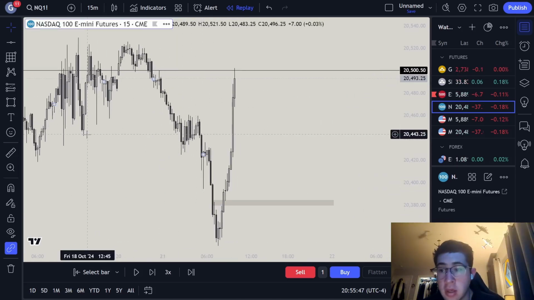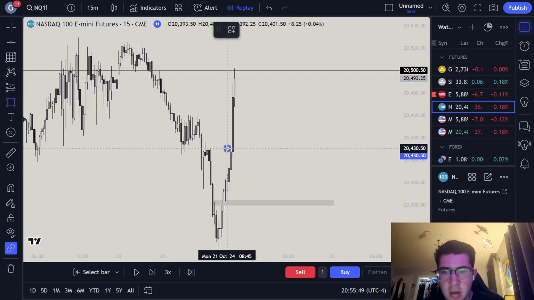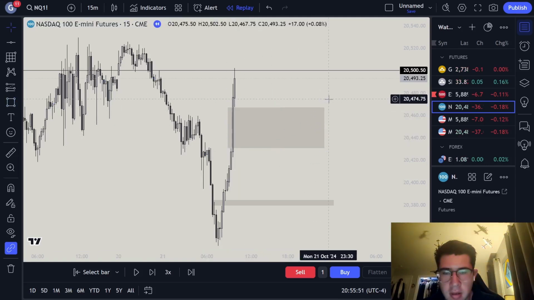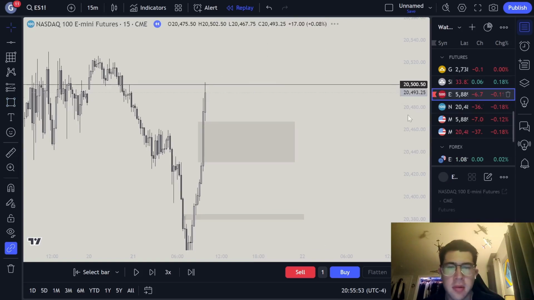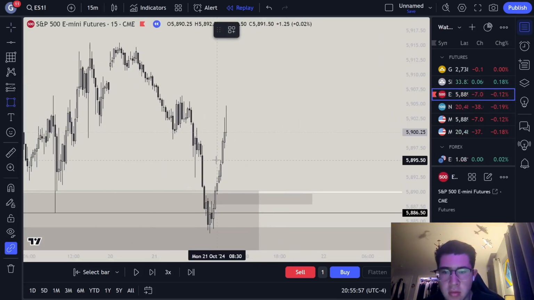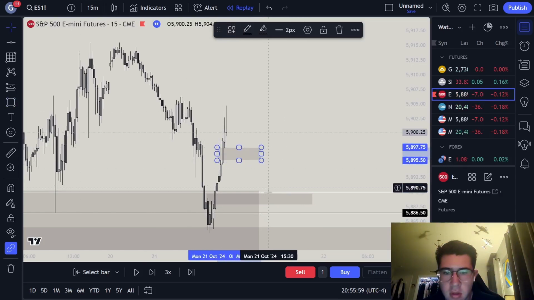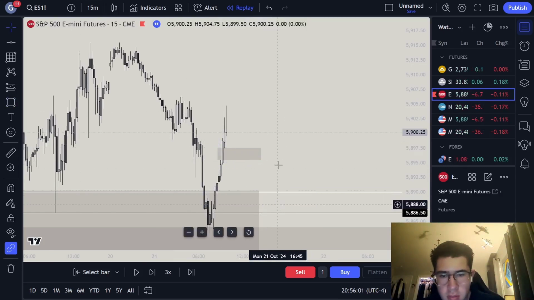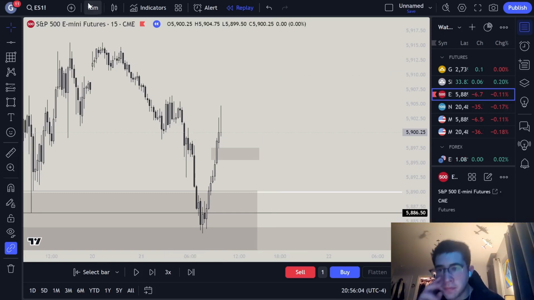Now what I'm looking for here, we have a very big imbalance. I want price to come down, fill this, and then move higher. And on ES, we can do it with this one. That's pretty much what I'm looking for.